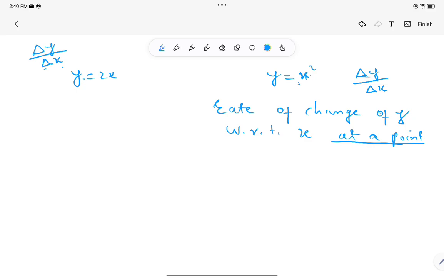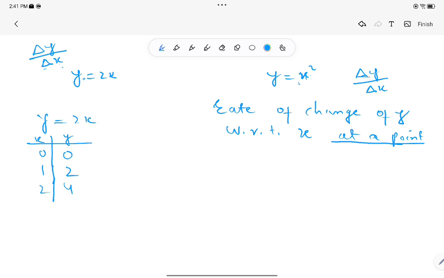How? In order to understand that, instead of going to these algebraic expressions, we will have to go to graphs of these. If you want to graph this, you need a few values of x and y. X equal to 0, y equal to 2 into 0, that is 0. X equal to 1, y is equal to 2 into 1, that is 2. X equal to 2, y is equal to 2 into 2, that is 4, and so on.